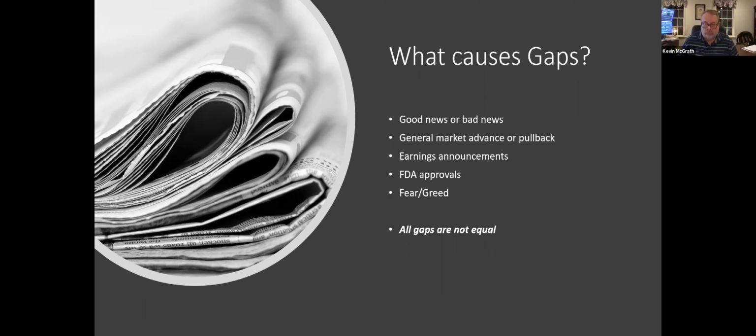The main thing is that all gaps aren't equal. So what this presentation is designed to do is present a way that we can look at gaps, score them or rate them, look at how they look and where they came from, so we can trade them better.